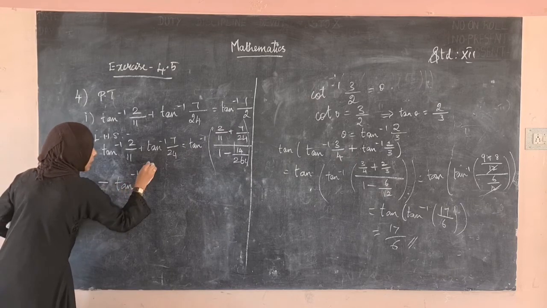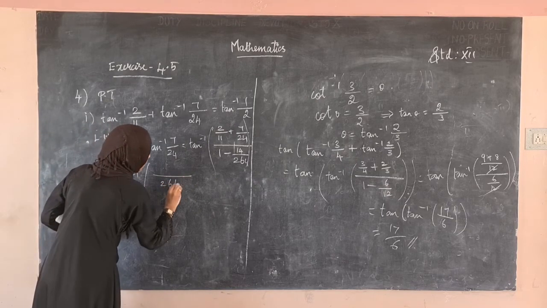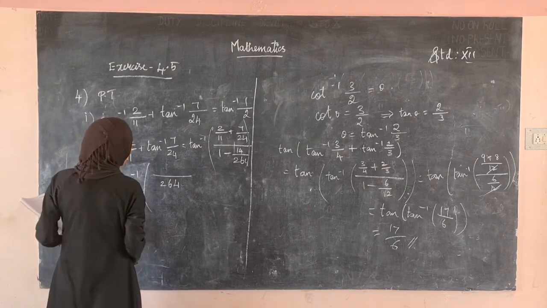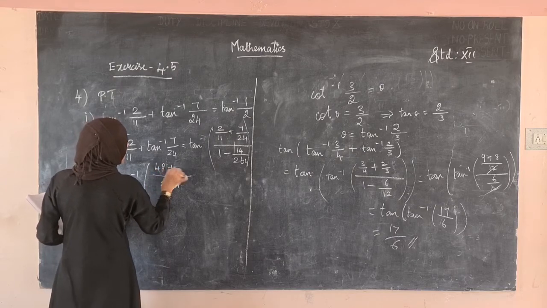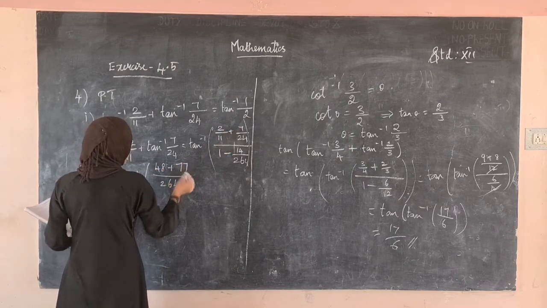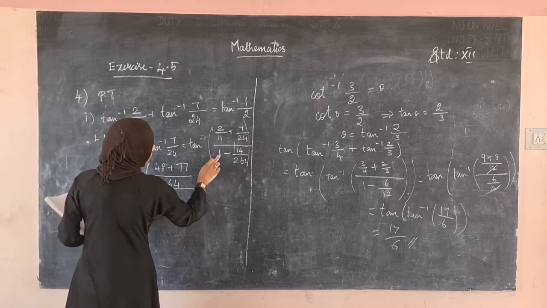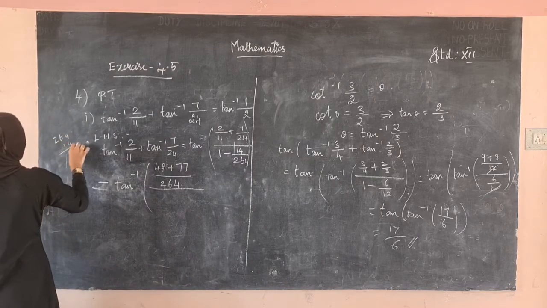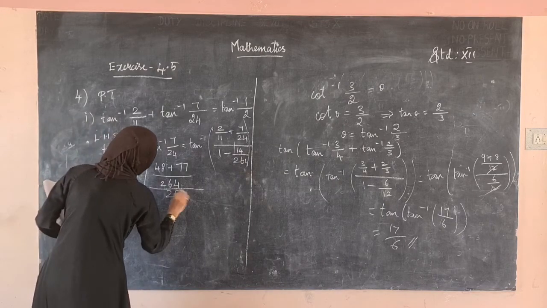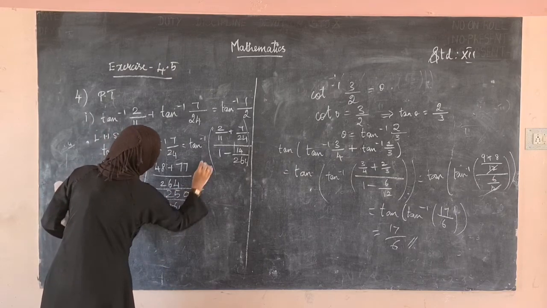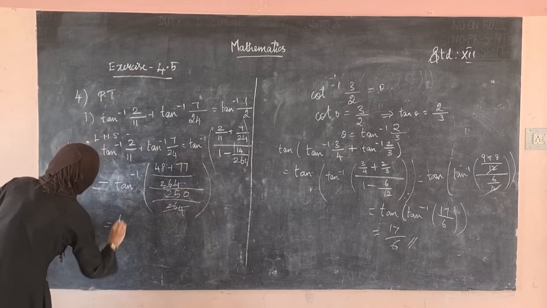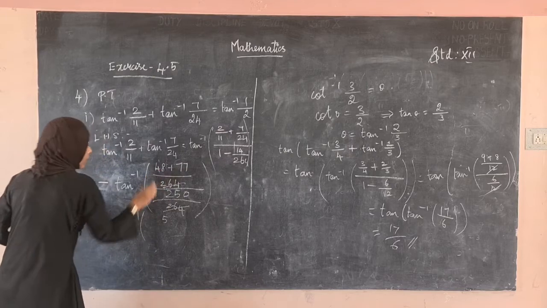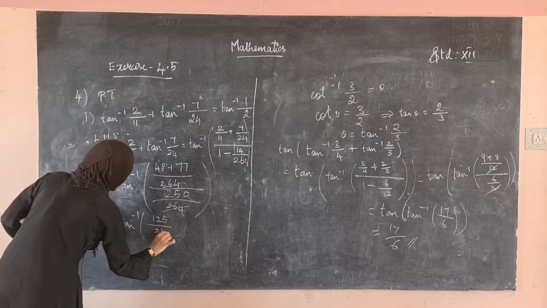Now at the numerator, what you have to do? You have to find the LCM. The LCM is 264. We have to multiply this with 24, therefore 48. And here we have to multiply with 11. 7 into 11 is 77, divided by 264 into 1 is 264 minus 14. 264 minus 14 is 250. 250 divided by 264. So this and this get cancelled. This is equal to tan inverse of 125 divided by 250.